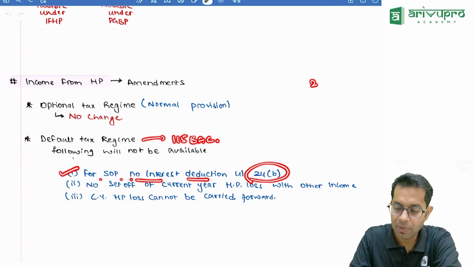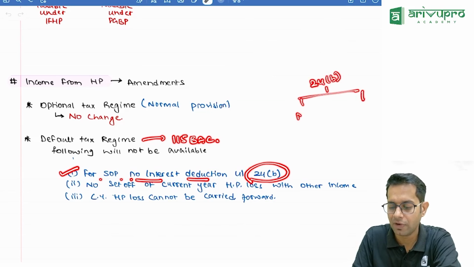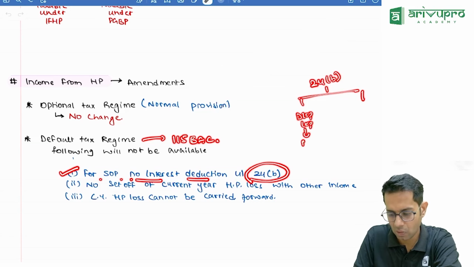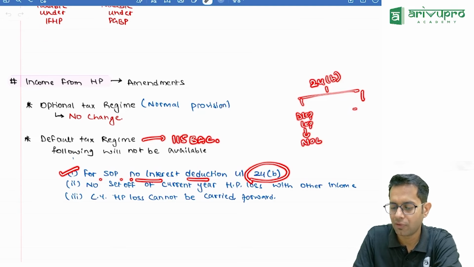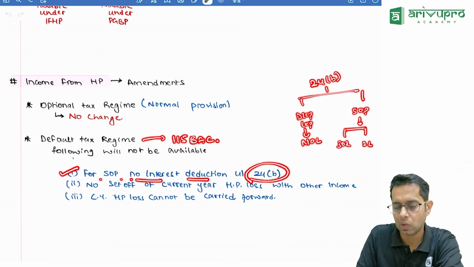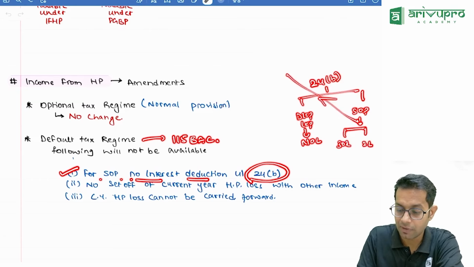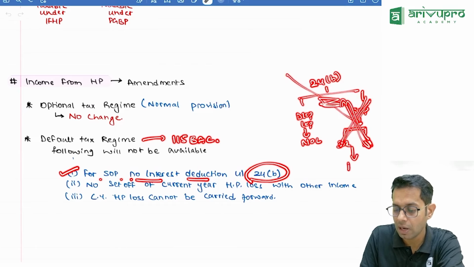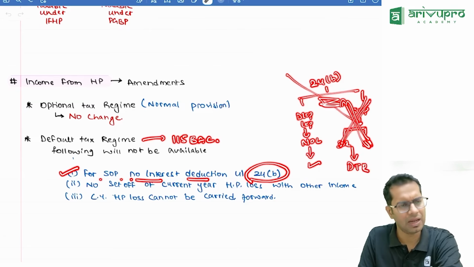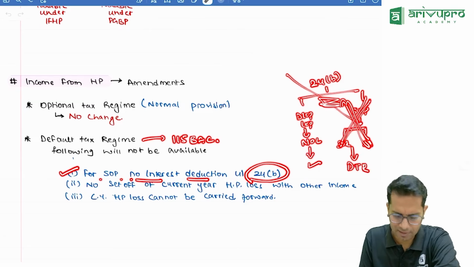Now, normally you will know that for self-occupied property, you get an interest deduction of, if it is deemed to be let out or let out property, then it is no limit. And then for self-occupied property, if it is for residence purpose, either it will be 30,000 or it will be 2 lakh rupees. This will not be given. Now, please note, only this self-occupied portion will not be given if you are opting for the default tax regime. Normally for LOP and DLOP, whatever interest is there, that will be allowed.